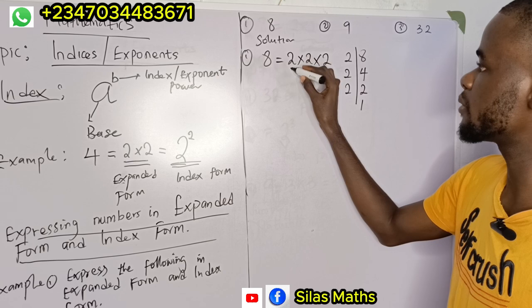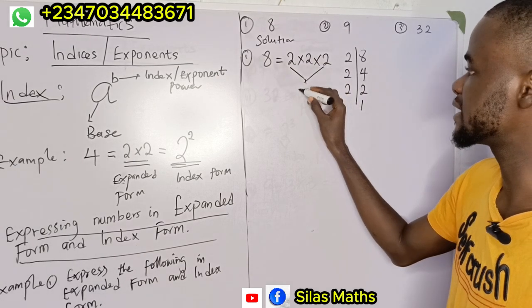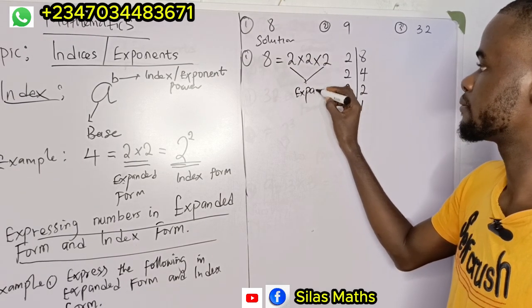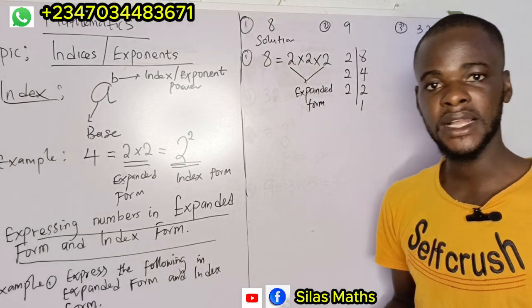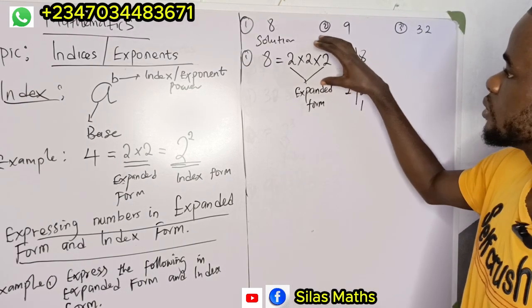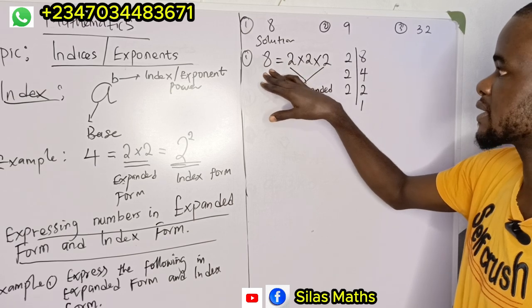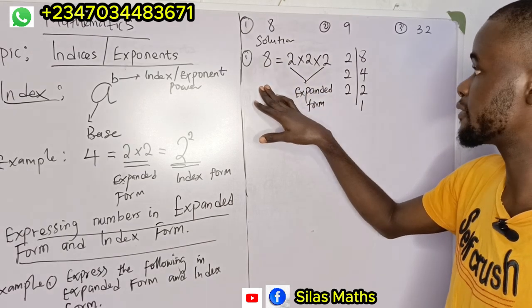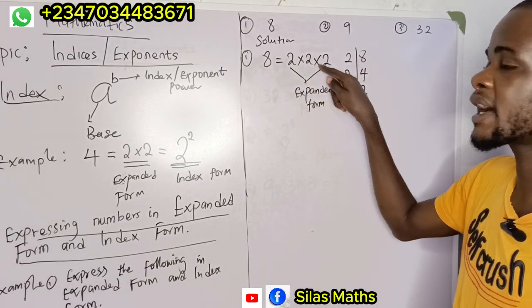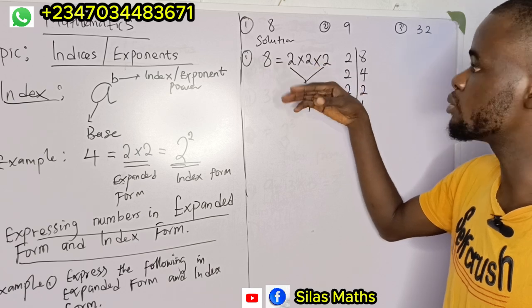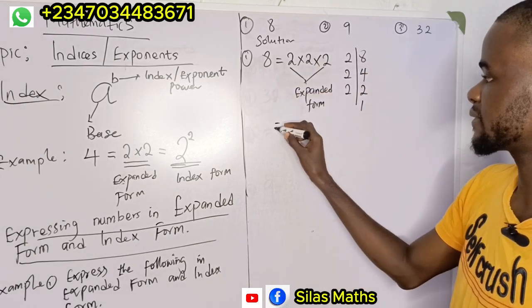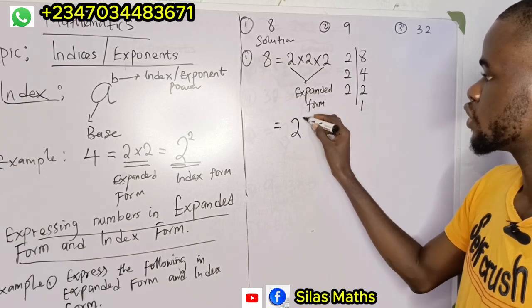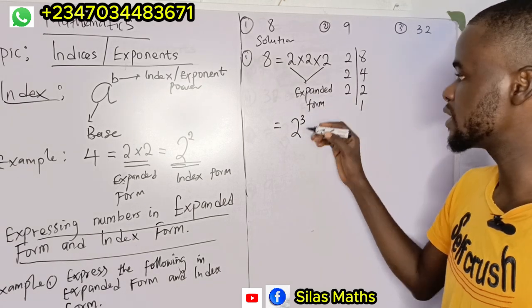And this form is what we call the expanded form. This is the expanded form of 8. Now to express 8 in index form simply means how many times do we have 2? We have 2 multiplying itself 3 times. So 8 in index form is equal to 2 to the power of 3.